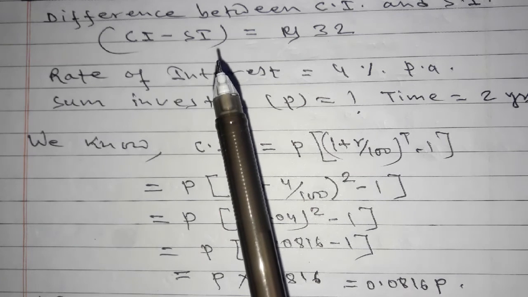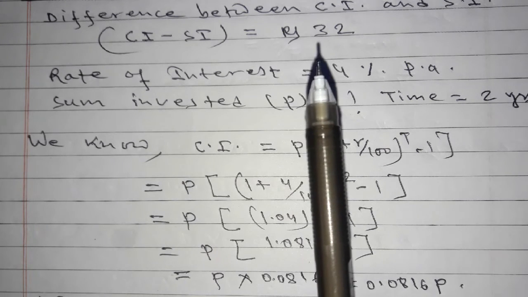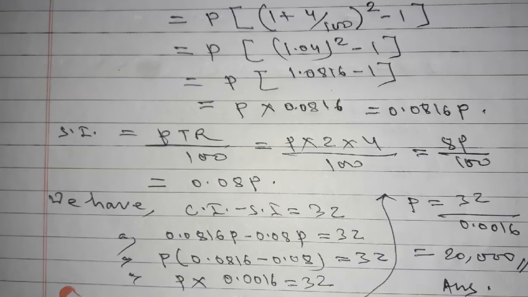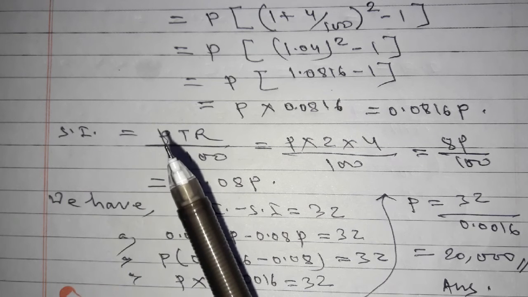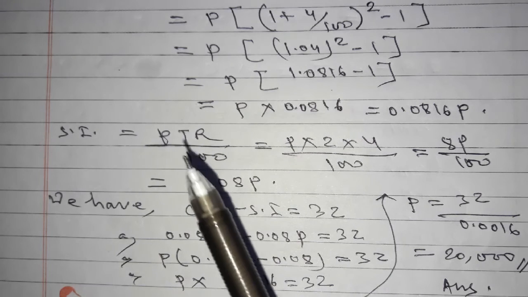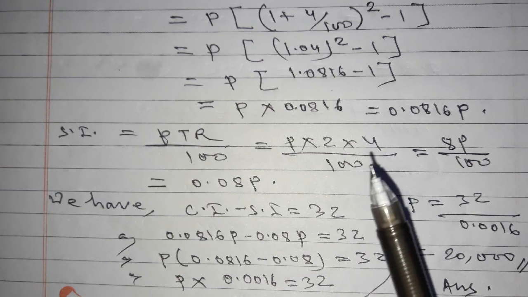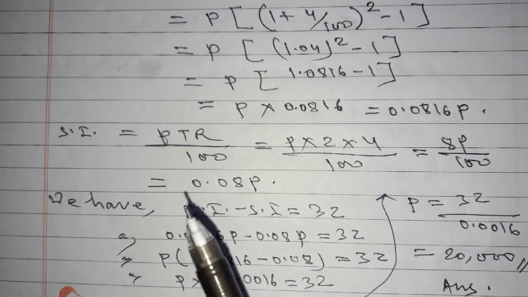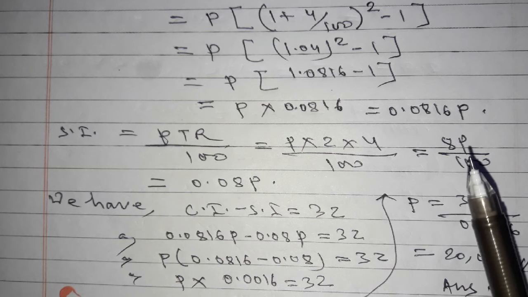Now next we'll find out simple interest, and then by taking CI minus SI equal to 32, we'll get the value of principal. We know that the formula of simple interest is SI equals P into T into R divided by 100. The time is 2 years and the rate is 4, so 4 into 2 is 8, 8P divided by 100. 8 divided by 100 gives 0.08, so SI is 0.08P.